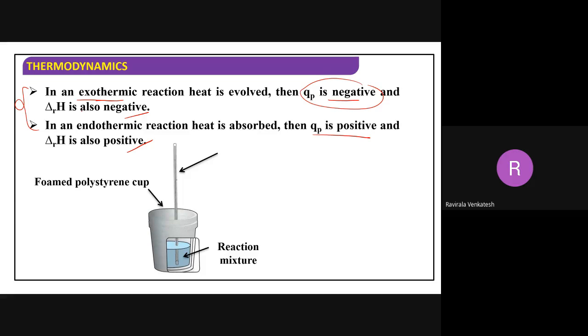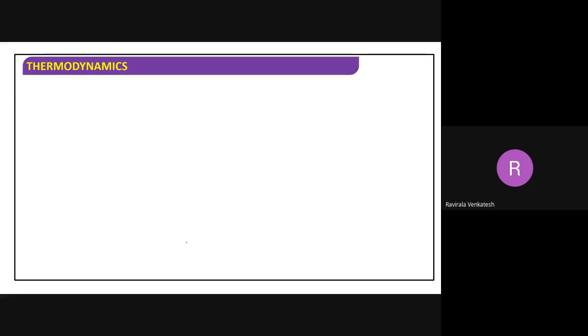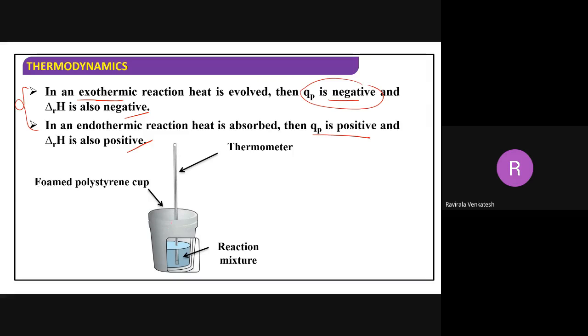Take a foamed polystyrene cup. Here I have taken the reaction mixture inside. I have taken a thermometer now. By using this, we can easily calculate the enthalpy of reaction by measuring the change in temperature. Because I already told you, heat is equal to C into delta T. Now you substitute the delta T value here. Definitely we are going to get these values. Because you already know this heat capacity, Q can be easily calculated.